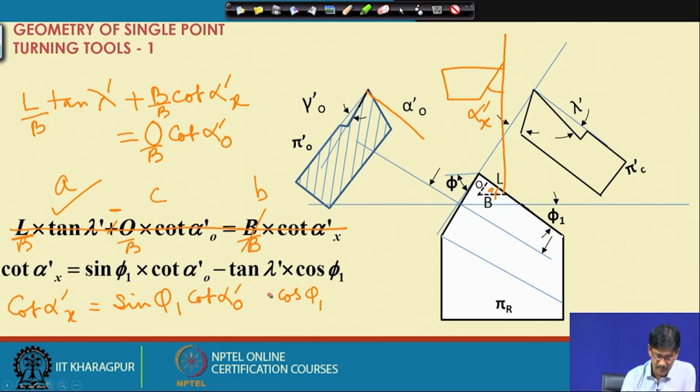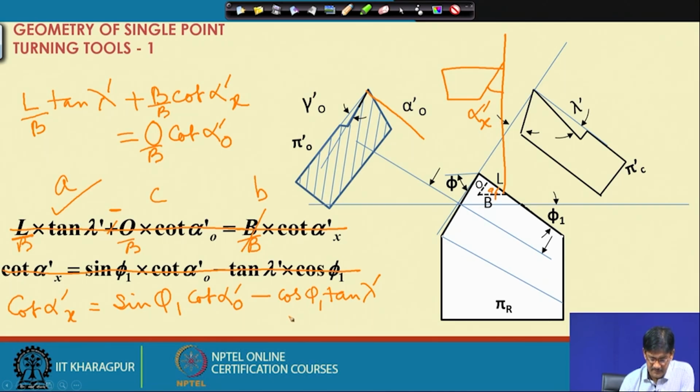Since alpha dash x is kept here, it is equal to sin phi alpha dash O, it will be minus cos phi 1, which is L by B, cos phi 1 into tan lambda dash. Okay, I am sorry, there is a change in this particular expression. So, I will cut this out as well, and we have this relation existing, cot alpha dash x is equal to sin phi 1 cot alpha dash O minus tan lambda dash cos phi 1.